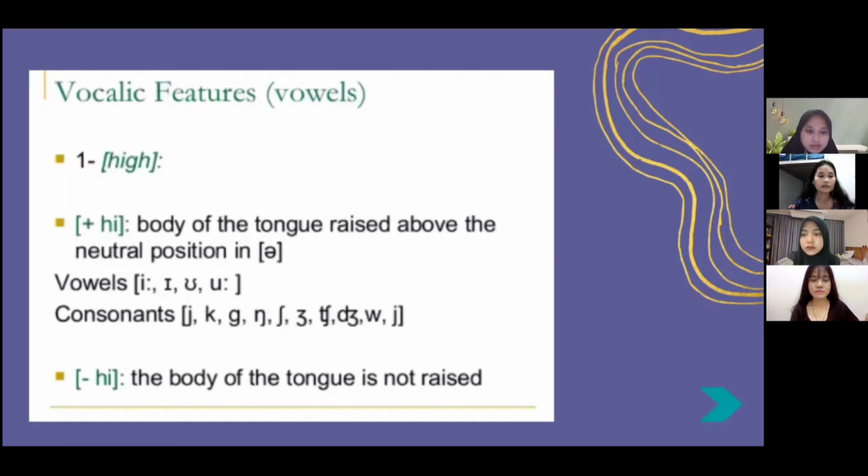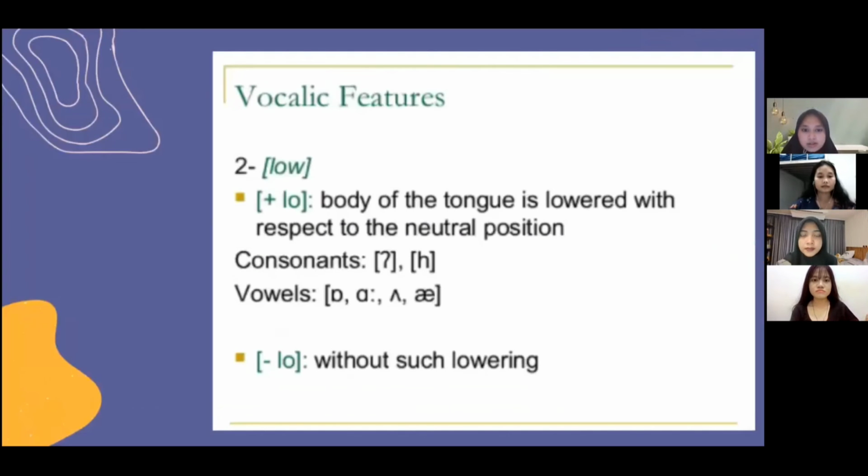Next. The second is low. Plus low, body of the tongue is lower with respect to the natural position. There are members of consonants and members of vowels. Minus low, without such lowering.